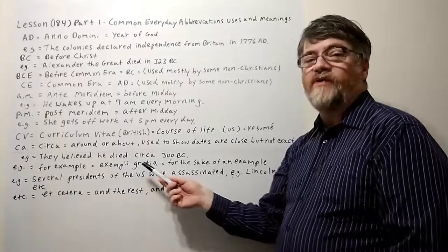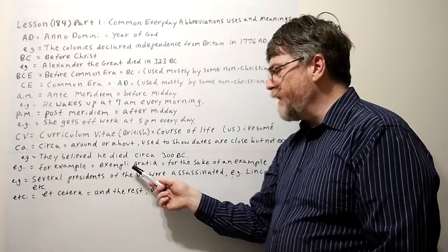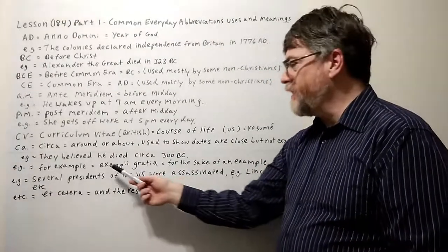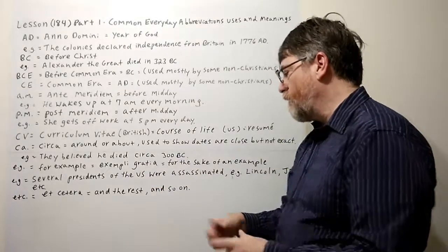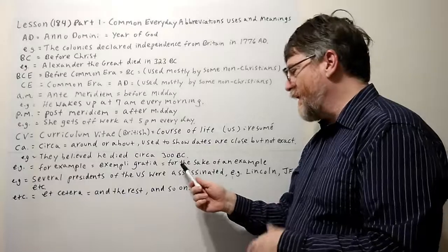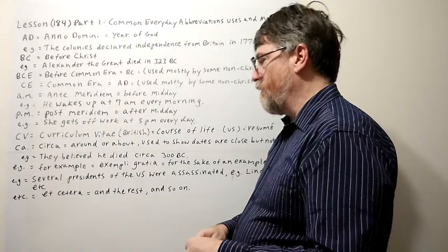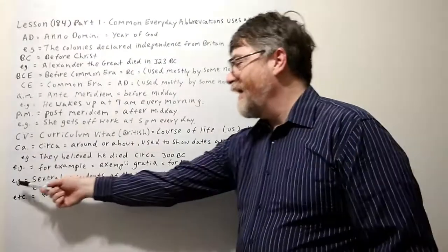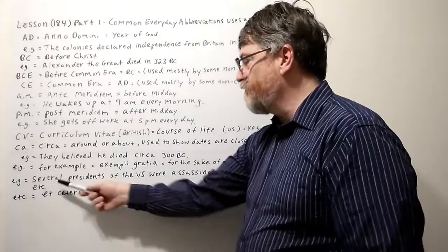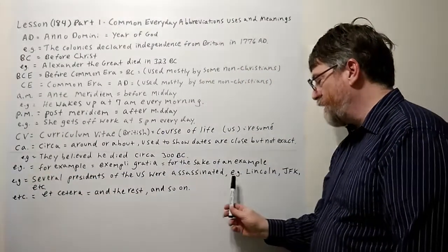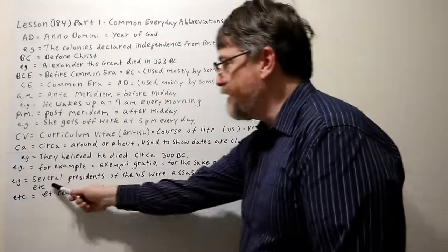Okay, so EG means for example. This one also comes directly from Latin. So this is the reason we use EG, because it stands for exempli gratia. So the EG comes from the Latin. And translated from the Latin, it means like for the sake of an example, but usually we just say for example. Okay, good. And I have an EG for EG, so an example for meaning for example. Several presidents of the U.S. were assassinated. The EG is, for example, Lincoln, JFK, etc.